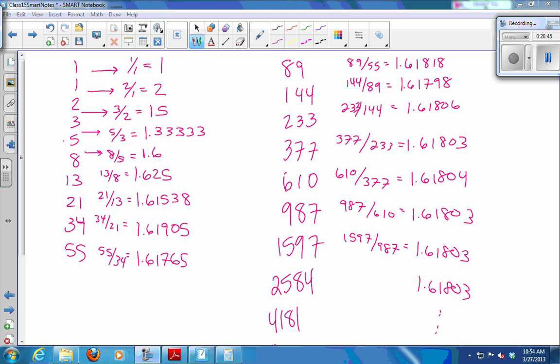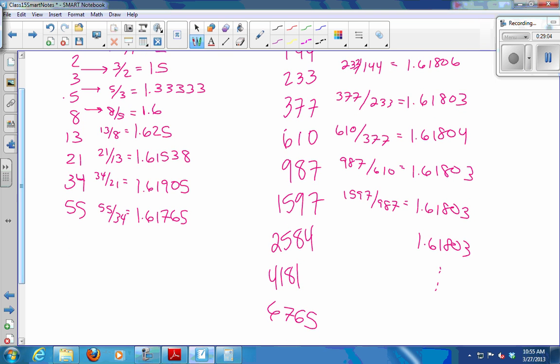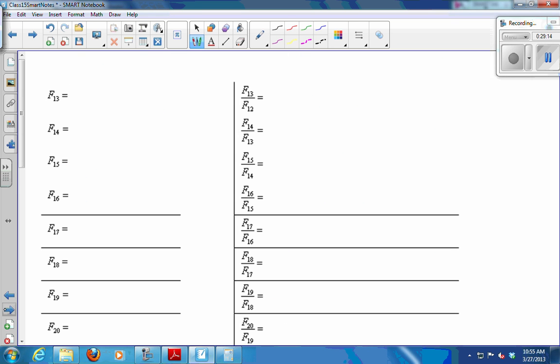It's a little bit tedious. At first, they seem to be pretty different. They start coming out pretty different. And then we start settling in at 1.6 something, right? And then as we continue taking ratios, they all start coming out to be 1.61803 after a certain amount of time. 1.61803.